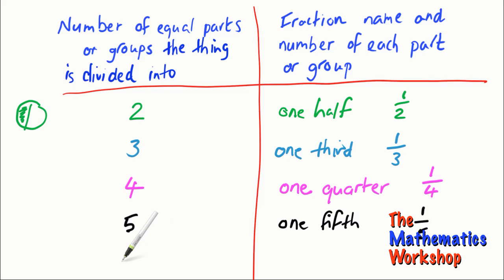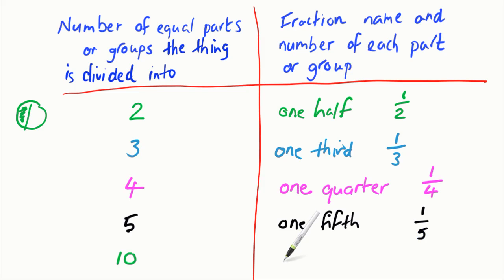And from this point on, let's suppose you have something divided into 10 equal parts or 10 equal groups. Each of those parts, or one of those parts or groups, you would call 1/10. And all you do from here on is you just put that number, so 10, same as this 10 here, and just add th at the end, so 1/10. And the fraction for that is 1/10.